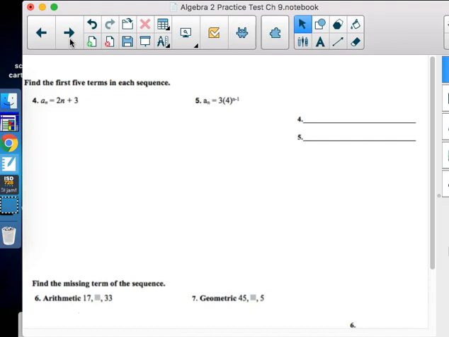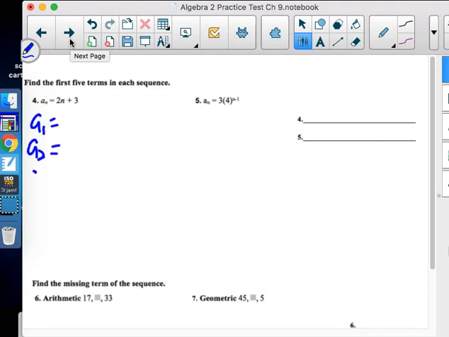Ready? Let's give this one a try. Find the first 5 terms of each sequence. Oh, that's all you do? That is all you do. Put a 1 in, see what you get. 2 times 1 is 2. 2 plus 3 is 5. Put a 2 in. 2 times 2 is 4. 4 plus 3 is 7. Put a 3 in. 2 times 3 is 6. 6 plus 3 is 9.